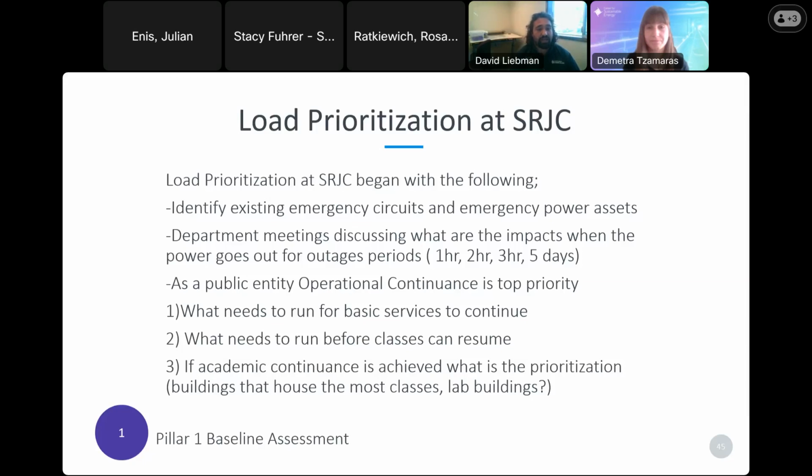And so after looking at those basic services to continue, we then look at, okay, we are now operational as a college. We can provide our basic services to run. Then we look at what are the next services that we provide before we can resume classes. And that can be now in today's age, classes remotely, or it could also be in person. And then lastly, once we achieve what we call academic continuance, where we have enough basic services and secondary services to resume academic teaching, what is the prioritization of our teaching spaces in our buildings, right? What buildings house the most classes, the most lab buildings that allow us to really serve the most students possible, which really comes down to English, math, and are really our number one highly used classes, followed by science labs.